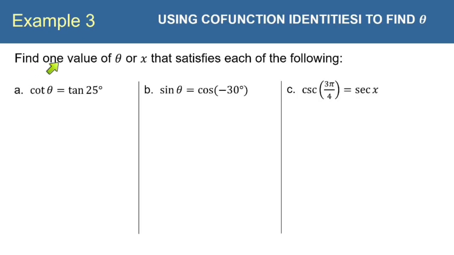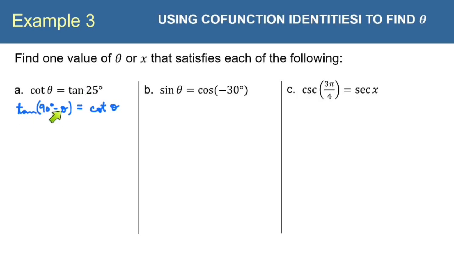The instructions say find one value of theta or x that satisfies each of the following. In part A, we have cotangent of theta equals tangent of 25 degrees. Now, if you wanted to do this using the identities, you might look at your set of cofunction identities and you probably would choose to use the one that shows cotangent of theta. And that identity looked like this. The tangent of 90 minus theta equals the cotangent of theta. Okay, now you can see that the left side of the problem equals the right side of our identity, and we have tangent of 25 degrees equals tangent of 90 degrees minus theta.